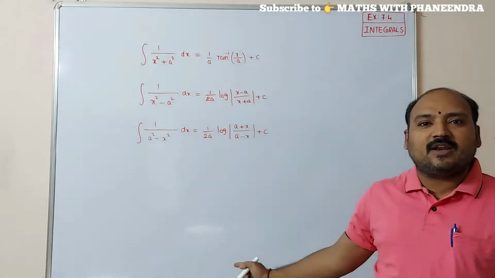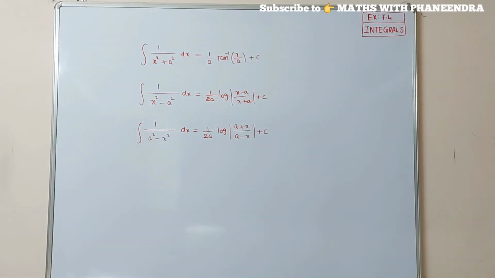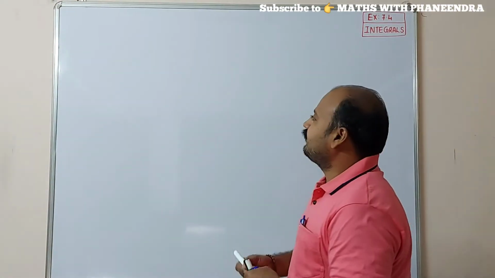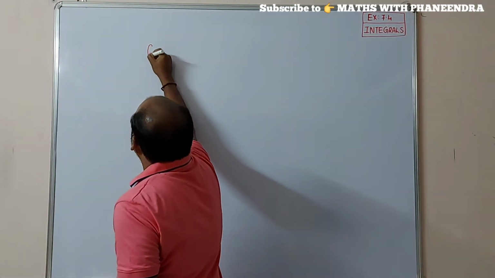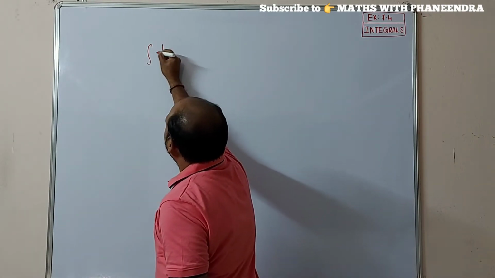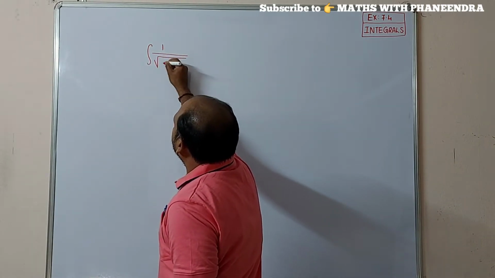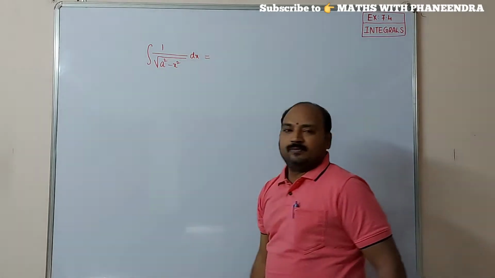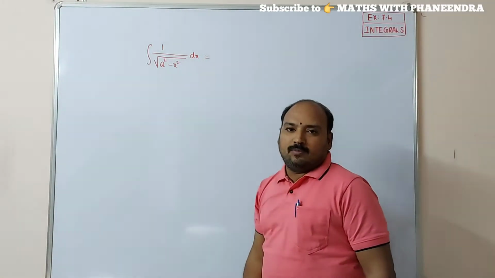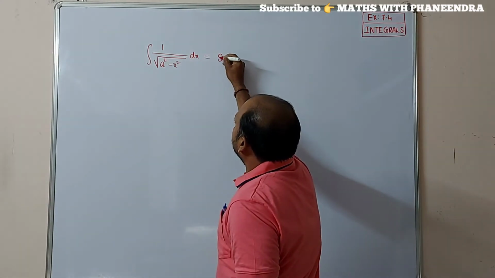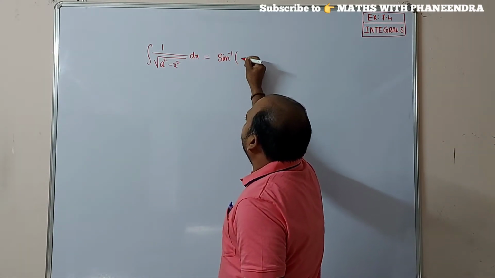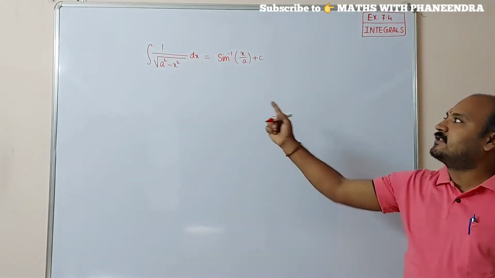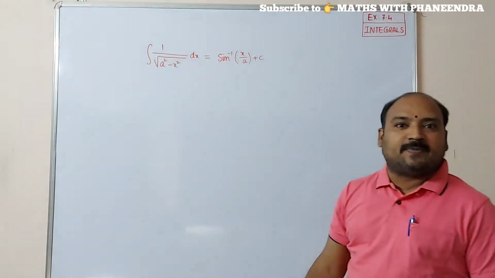Three more formulas are there, that I will also discuss. Integral 1 by root of a square minus x square dx, the given integral is in this form. So the formula is sine inverse of x by a. So integral 1 by root over a square minus x square dx equals sine inverse of x by a plus c.